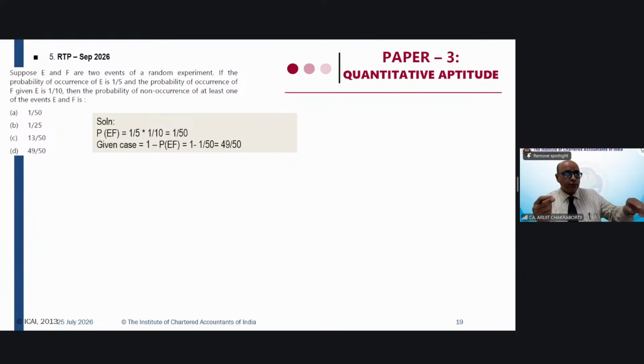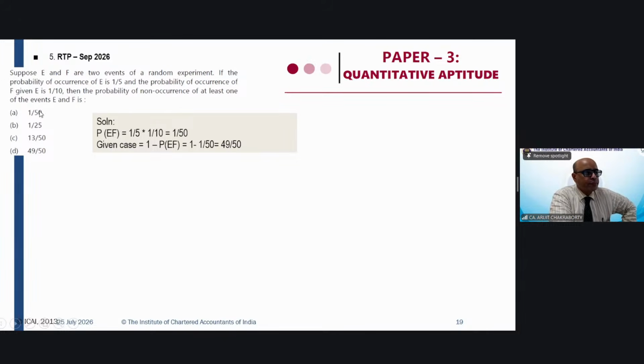Please note, this is given by the complementary event that E and F both will occur. The complementary event of both occurring is the non-occurrence of at least one. So if you see here, we have the probability of E and F both occurring. We will find this joint probability by using the individual probabilities given. P(E) is 1 by 5, it is given, and the conditional probability is given as 1 by 10.